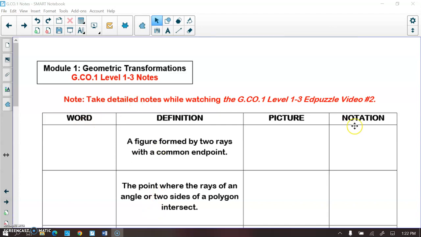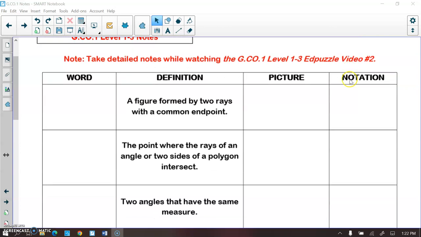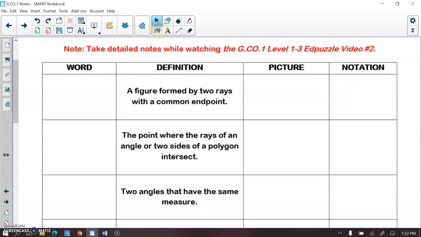Hello everyone. All right, lesson 2 is more vocab. So we're going to jump right in. I'm going to do the words first, then the picture and notation. A figure formed by two rays with a common endpoint, that is an angle.